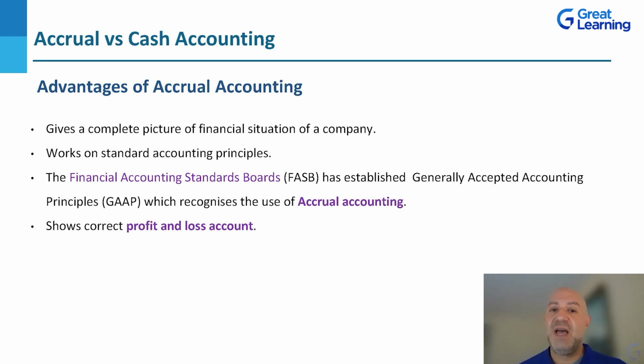Next, the Financial Accounting Standards Board has established generally accepted accounting principles, which recognize the use of accrual accounting. So GAAP and FASB both use this, and I guess they put their full weight behind it as opposed to cash accounting. And it also shows a correct profit and loss account. So you can just think in the back end, why would I use cash accounting? Well, why would I use accrual accounting? They each have pluses and minuses. From a corporation perspective, the larger you are, you might consider going with accrual accounting.